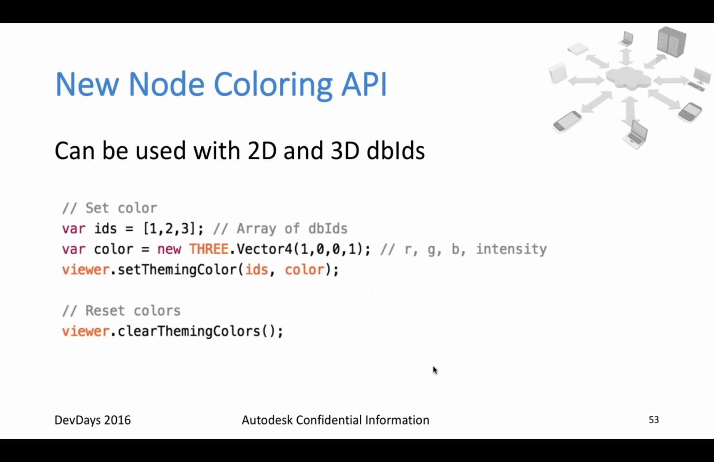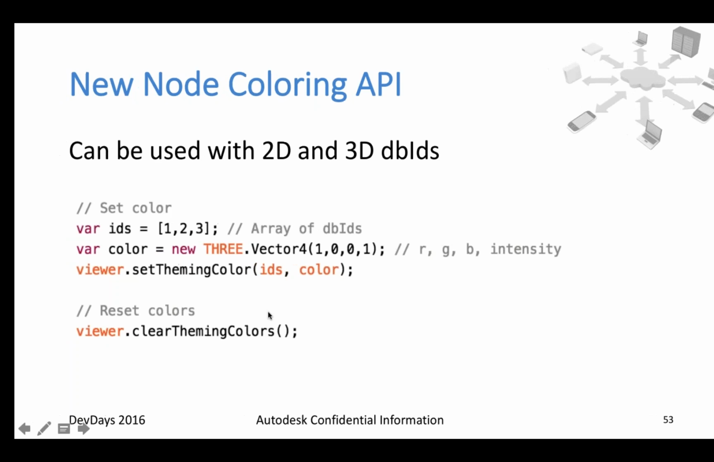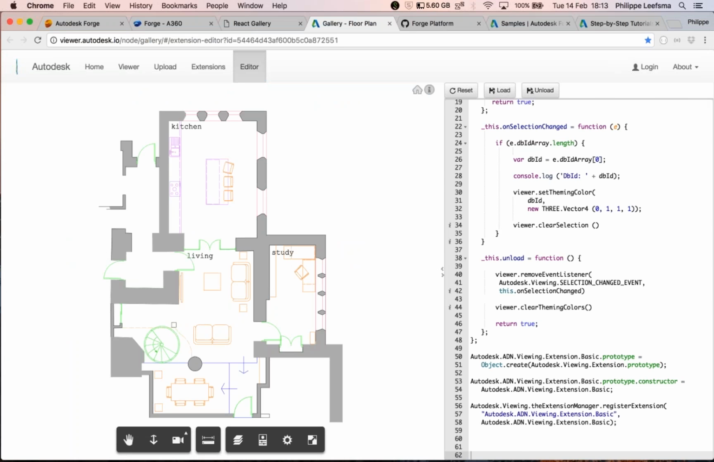The node coloring API can be used for 2D and 3D drawings. Basically, you're passing an array of DB IDs, of component IDs, and a vector that represents the RGB values of the color. This will color those specific components. It puts an override on the color, and you can clear the colors with clear theming color. Let me show you in the demo.